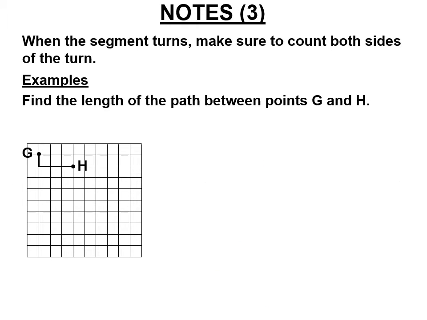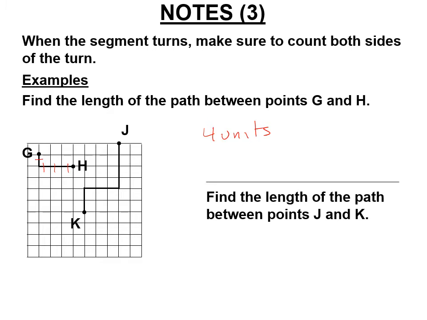Now, it turns out once I start making turns, all of a sudden students get wrong answers. So we're going to go over counting the turns on this screen. How far is it from G to H? It's 1, 2. That counts as 2. We're going around that corner. 3, 4. So it's 4 units between G and H.